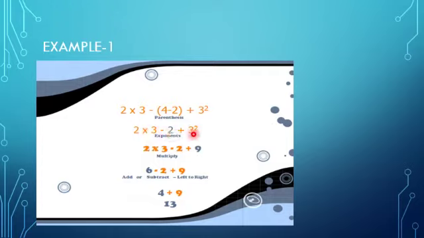How will we solve this 3 power 2? 3 power 2 means 3 multiplied with 3, and 3 multiply 3 will be equal to 9. So 3 power 2 answer is 9. Now 2 multiply 3 minus 2 plus 9. Here the three operations we can see are multiply, minus and addition. So first of all we will solve multiplication. So 2 multiply 3 is 6, and 6 minus 2 plus 9.